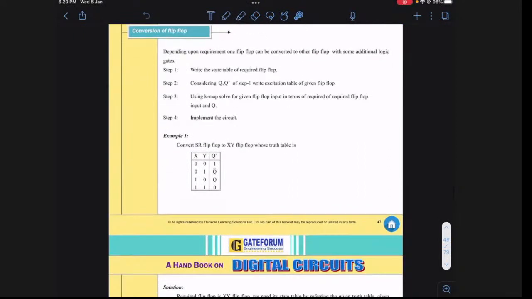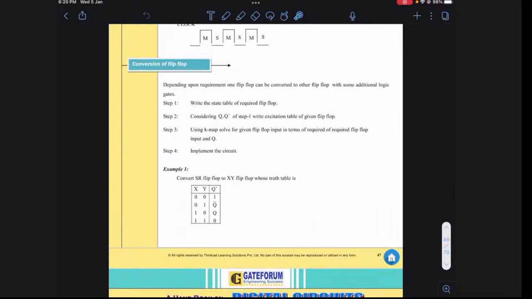So having said this, we come to the conversion of the flip-flop. What is the need for the conversion of the flip-flop? You may have situations where you have an SR flip-flop but you need a JK flip-flop, or you have a JK flip-flop and you need a D flip-flop. So how to convert an existing flip-flop into some desired flip-flop, that is what we mean by the conversion of the flip-flop.